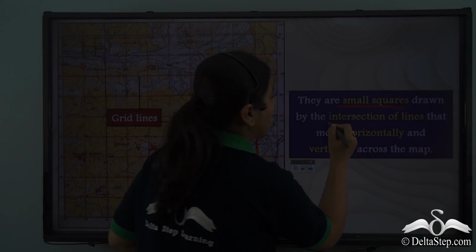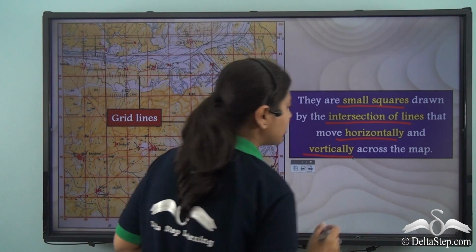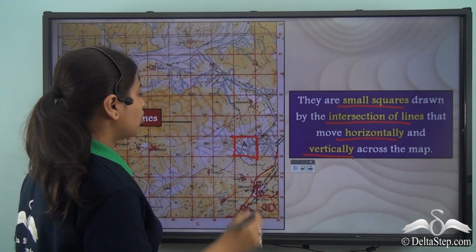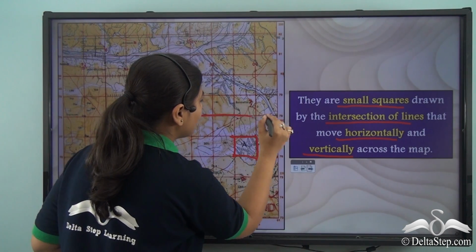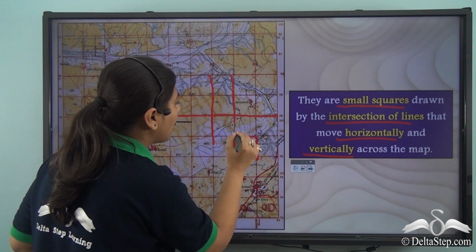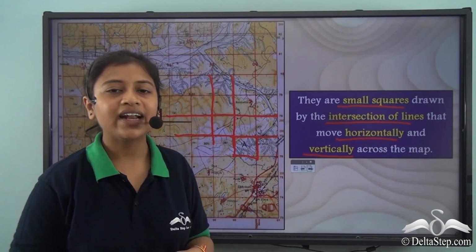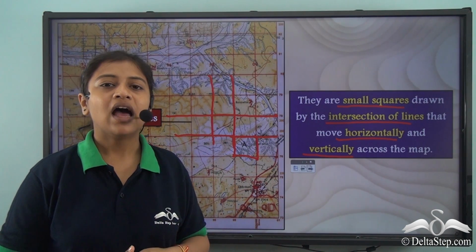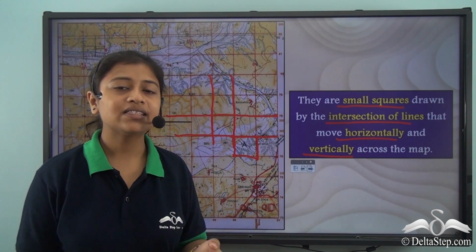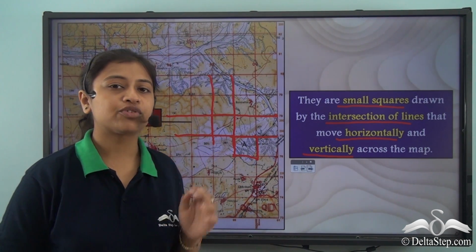that are formed by the intersection of lines that move horizontally and vertically across the map. So these horizontally moving lines and these vertically moving lines make up the grid lines that can be identified on the topographical maps. Now let's see how these grid lines help us locate places or locate features in the topo sheets.